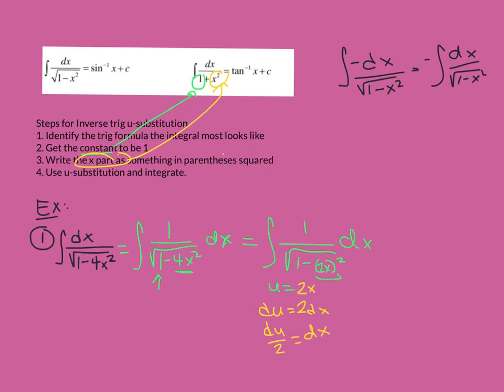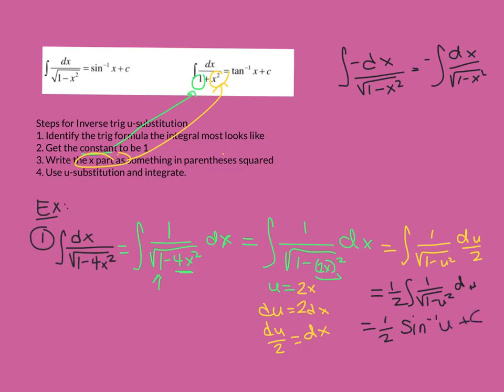Now if I substitute that into the original integral, I end up getting 1 over the square root of 1 minus u squared times du over 2. You can pull that 1/2 out front. So I now get this right here. You'll notice that it looks really similar, in fact almost exactly the same as what I have for my inverse sine. So I'm going to write this as 1/2 times inverse sine of u plus c. My final answer is just going to be this written with u equals 2x.